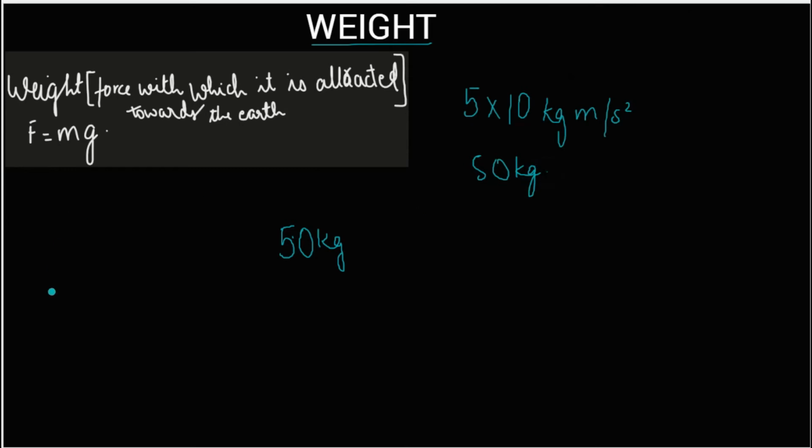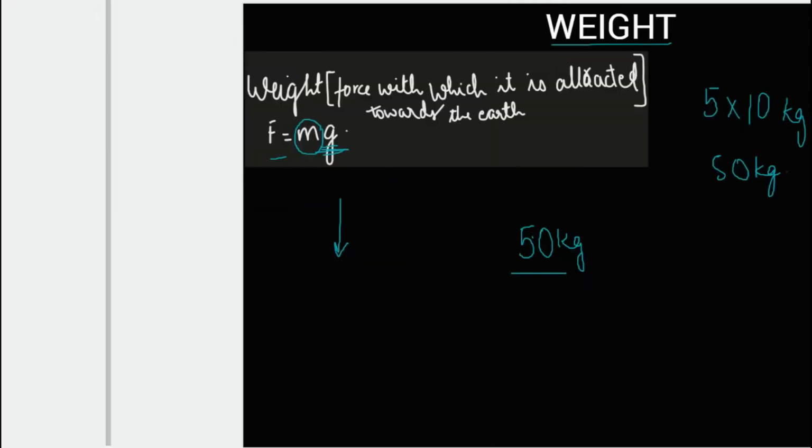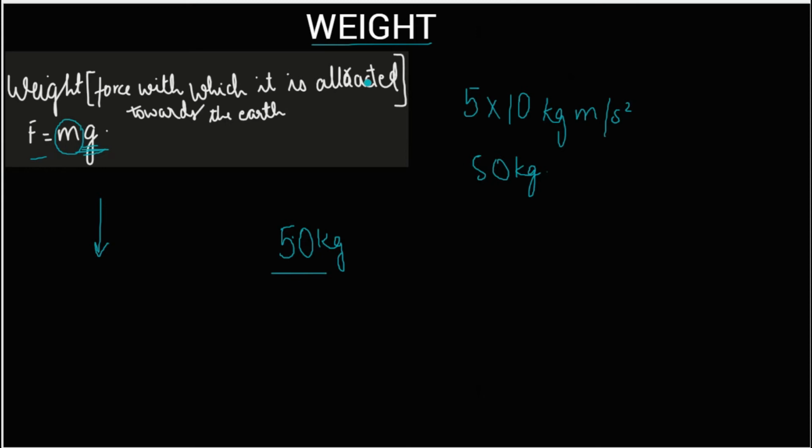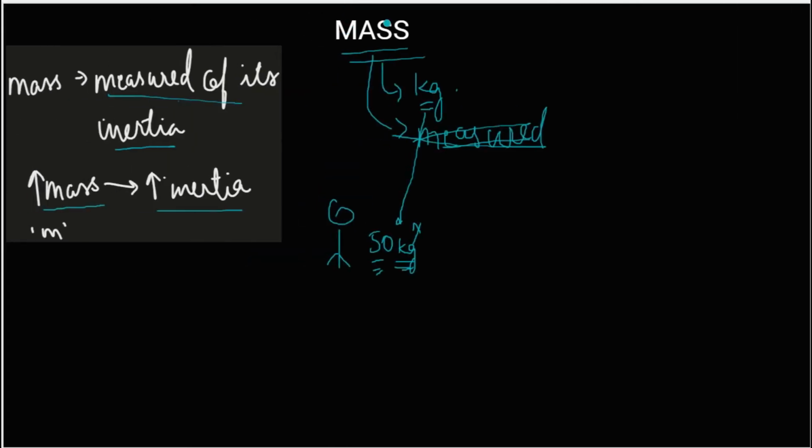Okay, so let me talk about this in detail. F is equal to mg. Your mass is only 5, and due to the gravitational force pulling you down, you need to multiply it by small g and you'll get your weight. So don't ever confuse mass and weight. You are just calculating the force with which the earth is pulling you. And the mass is the actual mass that you have.